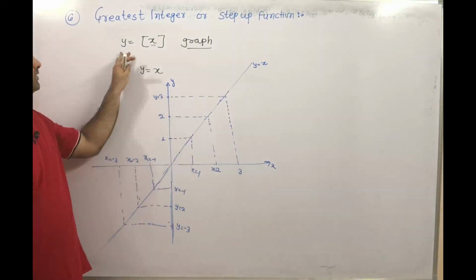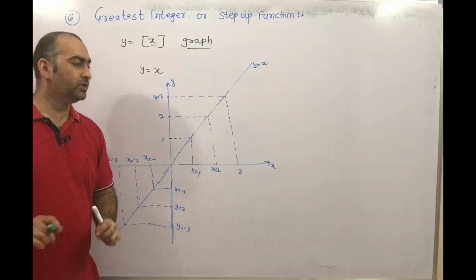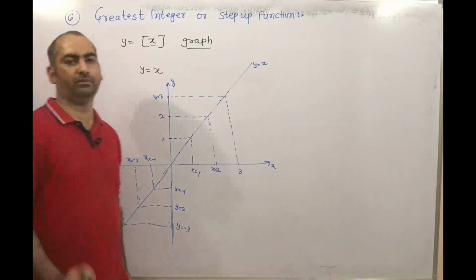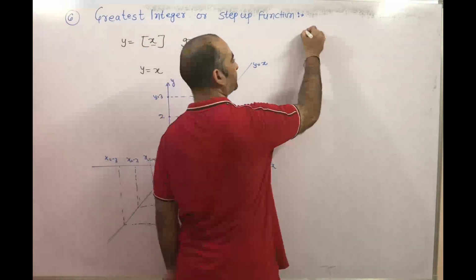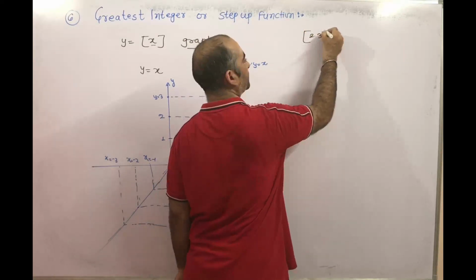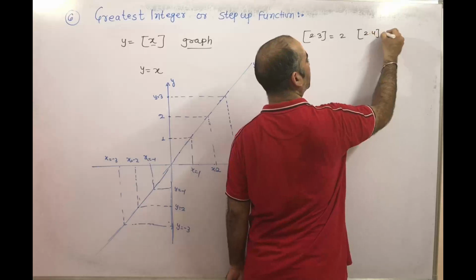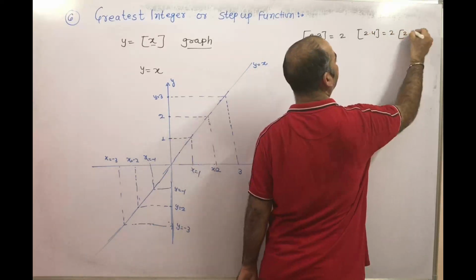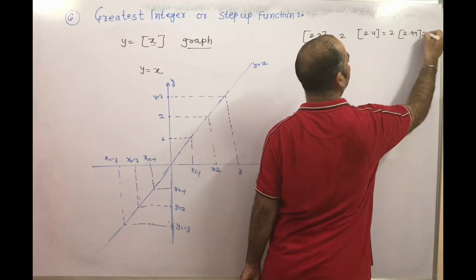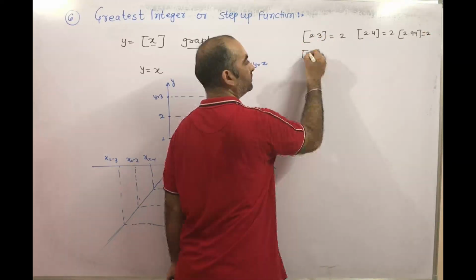Now we have to draw the graph of y equal to greatest integer of x. To draw this graph, there is one thing we have to remember. Suppose we have 2.3, what will come? 2. Greatest integer of 2.4, what will come? 2. Greatest integer of 2.99? 2. And greatest integer of 2, what will come?